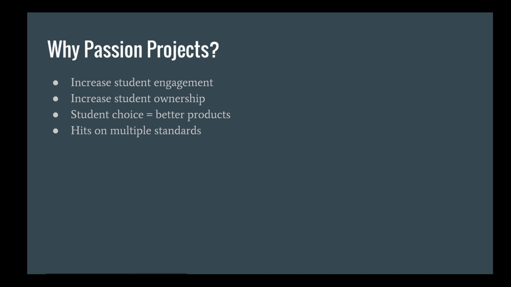Now you may be asking, why do students need the opportunity to do passion projects when they already practice these skills through the regular sought-after curriculum? Well, as you've seen in prior information in this module, it increases student engagement and it gives students ownership. Students have a choice, and when they have a choice, they're more likely to actually beg to work on a project. They want to produce a better product because it's about something that they care for. And the entire process hits on multiple standards.